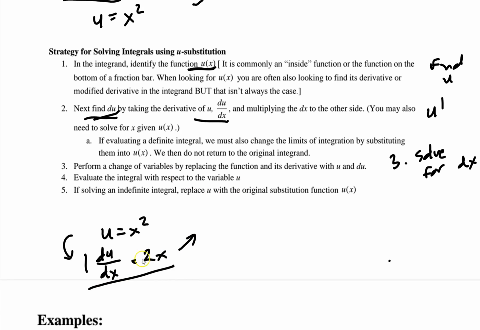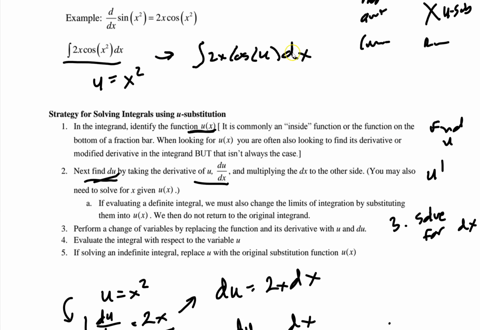So over here, I'm going to solve for dx. Let's multiply both sides by dx. We're going to get this. Then again, I want to get dx by itself, so divide by that 2x there. So you get du over 2x equals dx. That's step 3, solve for dx. Why is that so important? We could plug it back into this now. So this equation is going to become: integrate 2x cosine u, and that dx is going to be switched over with the du over 2x.